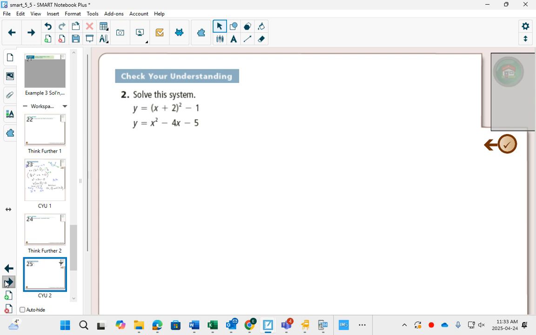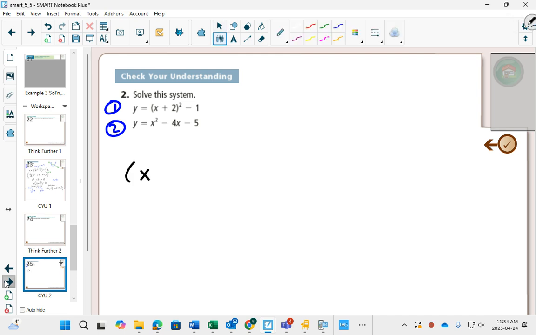Okay, it could be that they intersect twice. They could be the same equation and have an infinite amount of solutions. Or they could only intersect once. Substitution works really good here because I can take equation 1 and substitute it into equation 2.